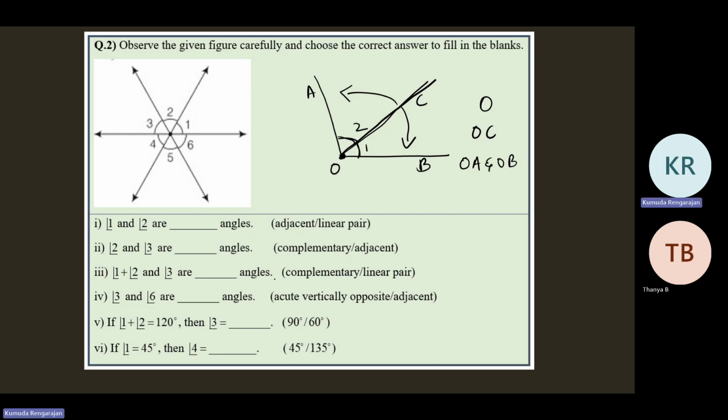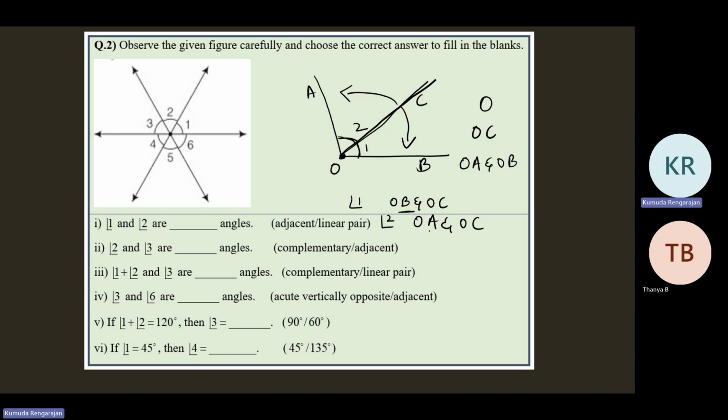Okay. Which are the arms of angle 1? OB and OC. OB and OC are the arms of angle 1. Which are the arms of angle 2? OA and OC. So which is the common arm? OC. OC is the arm common to angle 1 and angle 2.